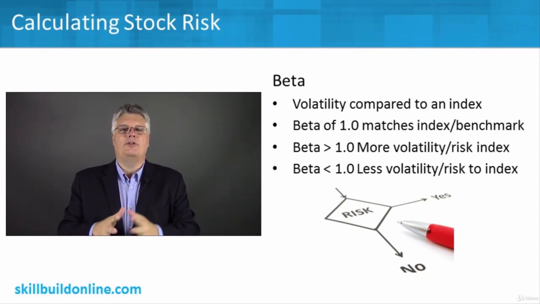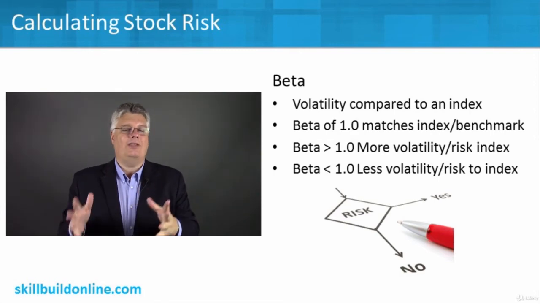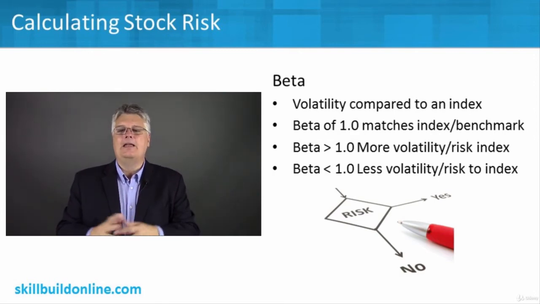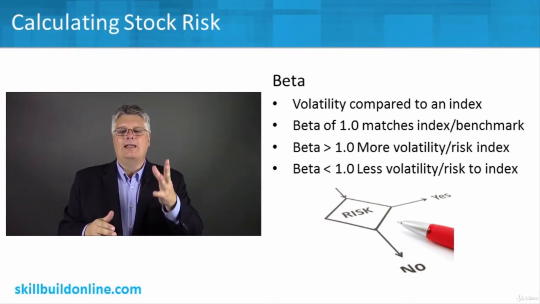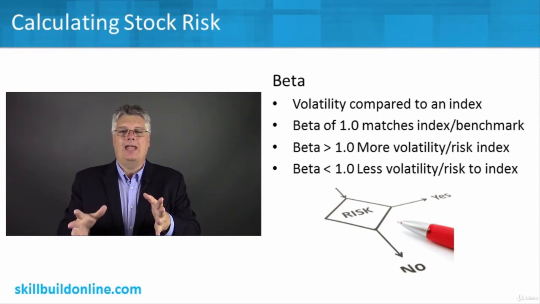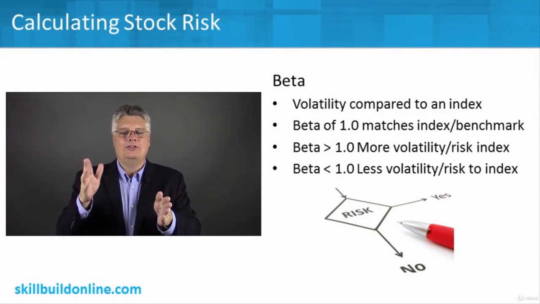And there's a measurement or a number behind that. You don't have to worry about calculating the number. In the next lesson, when we do the demos, I'll show you where to find the number, fast and easy. But basically how it works is a beta of 1, or 1.0, matches the index or matches what you're comparing it to. So if it matches the index, it's going to have a beta of 1.